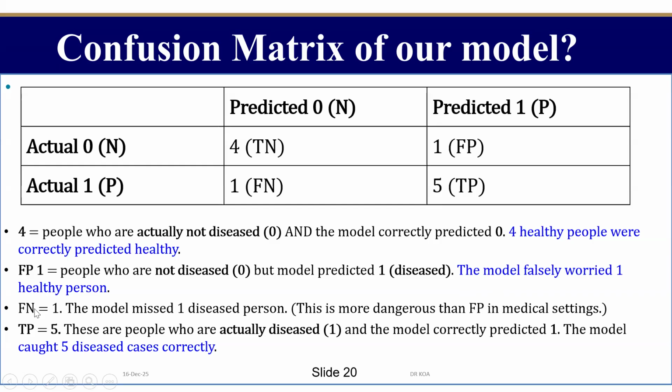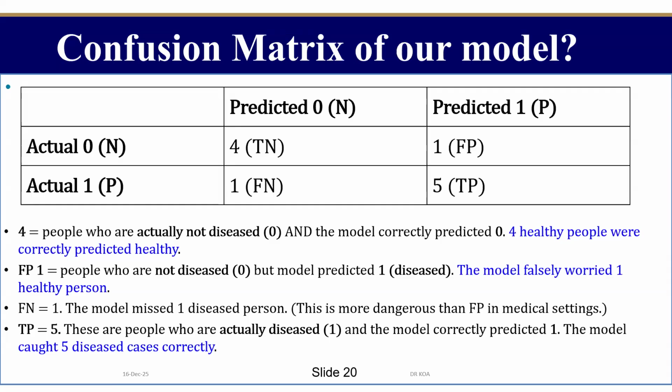Then we go to FN, the one on the bottom left. The FN is 1, which means the model is saying that 1 person is diseased. Okay, and what did it say? 1 person is diseased. Was the person actually diseased or not? Yes, the person was diseased.